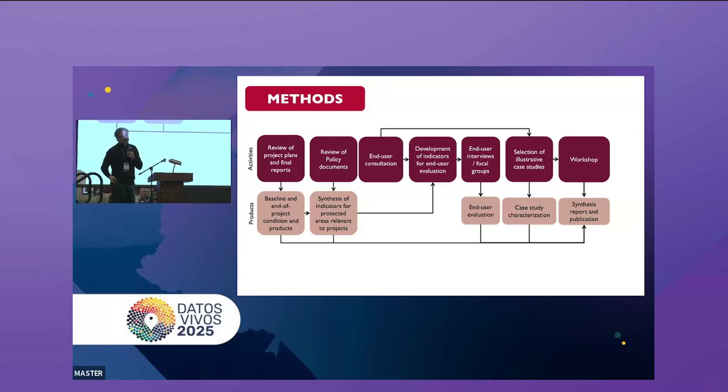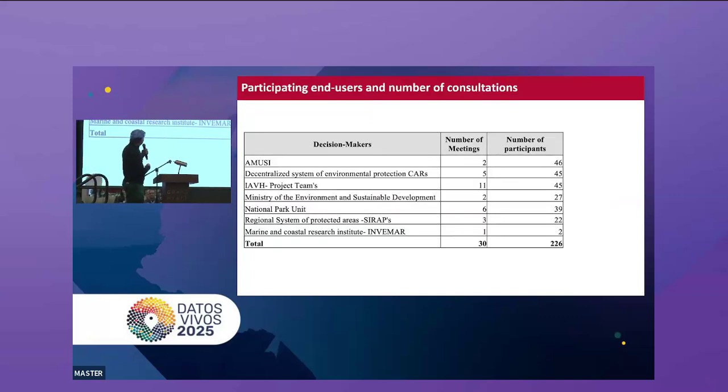Se realizaron entrevistas y eventos de grupos focales para poder también identificar casos de estudio que sirvan de ejemplo para ilustrar cómo se conectan las decisiones con datos. Y al final se desarrolló un reporte que fue refinado con un taller que se hizo con los tomadores de decisión. Aquí tengo la lista de tomadores de decisión, no la voy a repetir. Y como ven, se realizaron en total 30 reuniones con 226 instancias de participación.